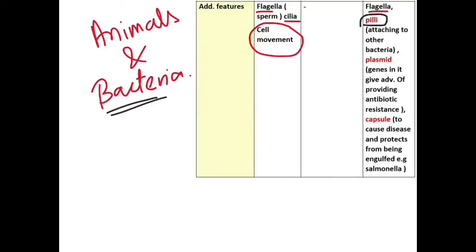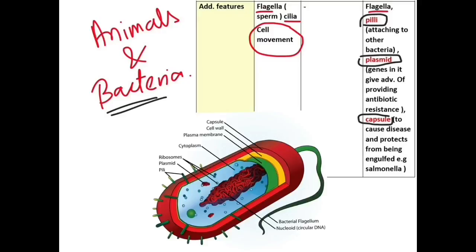We have the flagella or cilia for overall cell movement. The bacteria has three structures. Like villi, an extension which helps the bacteria to attach to other bacteria or host cells. Plasmid, they have genes in them providing antibiotic resistance. And the capsule, what we discussed earlier. This is to cause disease and protect the bacteria from being engulfed. Example is Salmonella. These are bacteria.